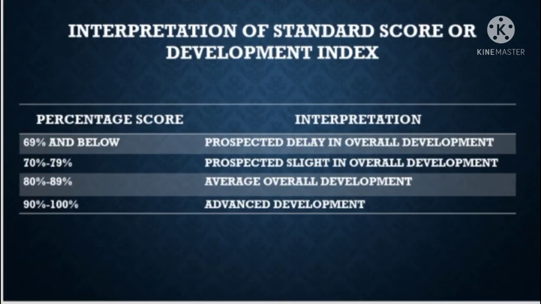So here now is the interpretation of the standard score or development index. For a percentage score of 69% and below, the interpretation is suspected delay in overall development. For 70 to 79%, suspected slight delay in overall development. For 80 to 89%, average overall development. For 90 to 100%, it is already an advanced development. So that is how we interpret.